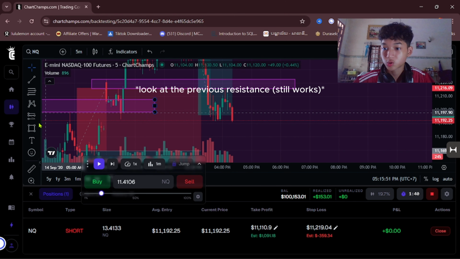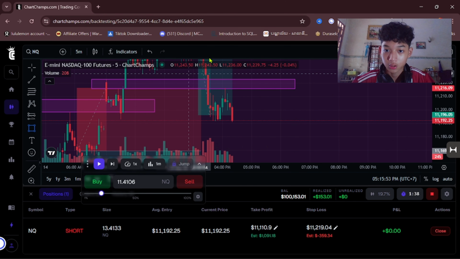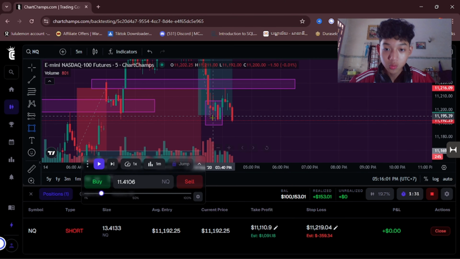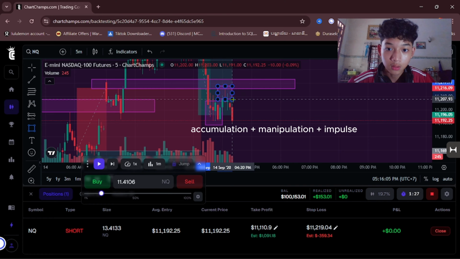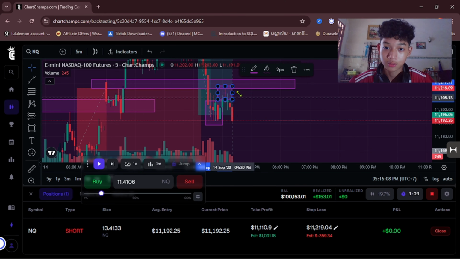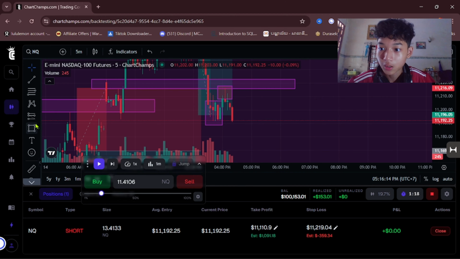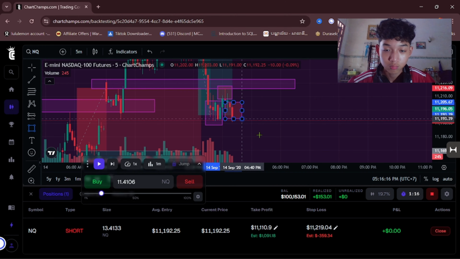Now if you look at the structure of this particular part, it consolidates, also called accumulation. It accumulates around here. Then it manipulates. Price can manipulate, yes they can. And then the final move, which I call impulse. Some might call it expansion, extension, whatever. I call it impulse.